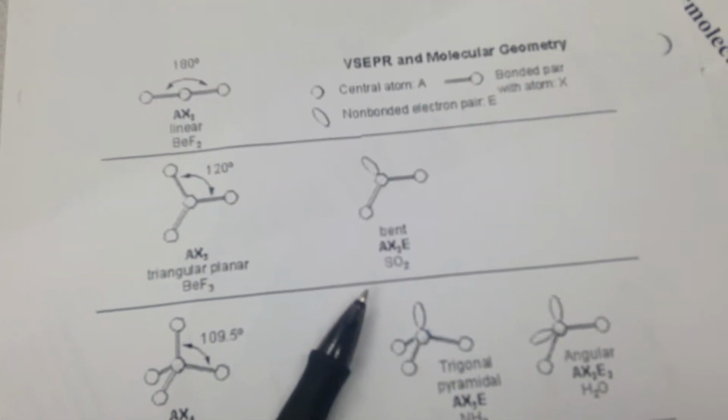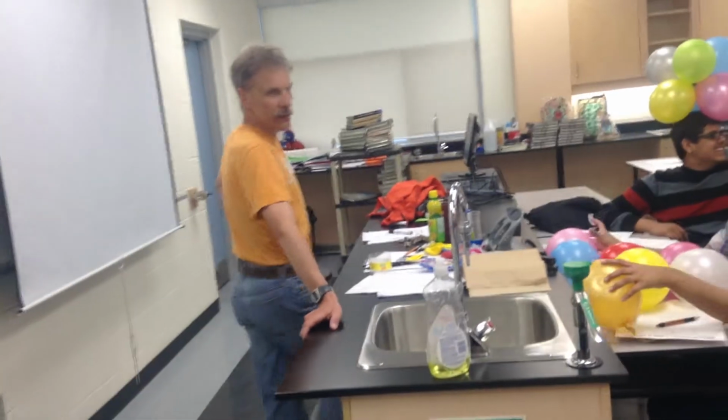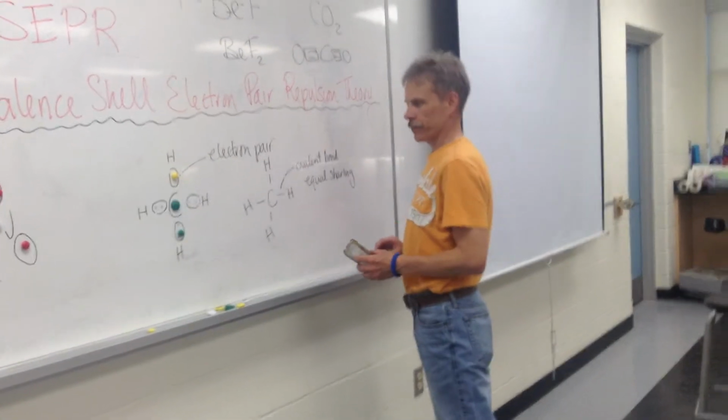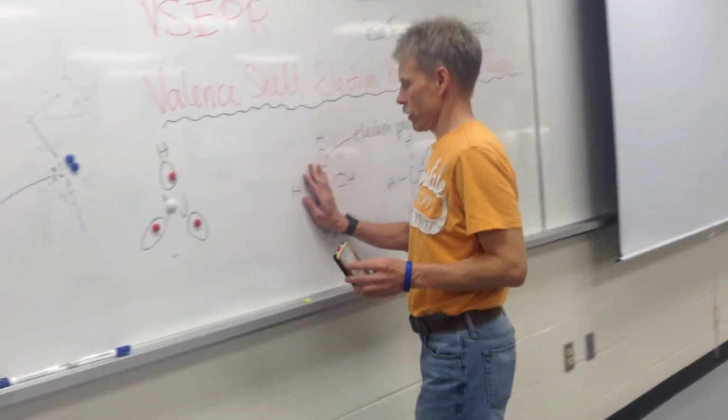Look at first off is SO2, otherwise known as sulfur dioxide, right? It's called bent. So if you look at it, it's bent. Right? So, I gotta take all this here.